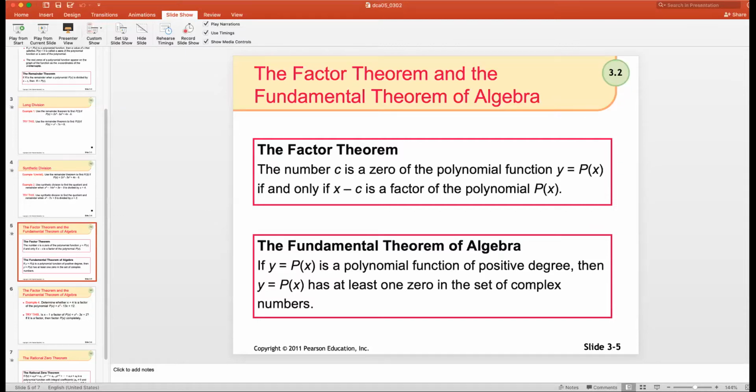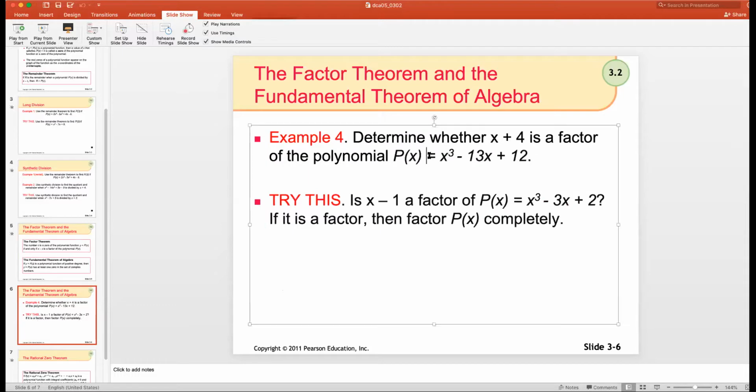For example, we saw this polynomial function p of x equals x cubed minus 13x plus 12. How many zeros does this polynomial function have? At least 1 and at most 3. So if somebody asks you whether this polynomial function has 5 zeros, you should answer no, because of the fundamental theorem of algebra.